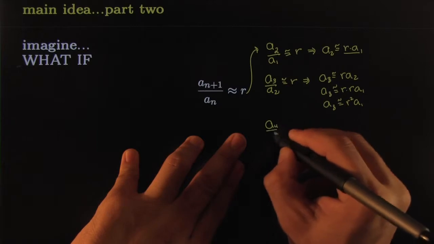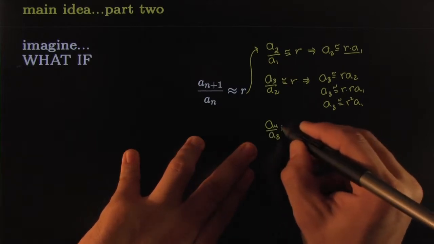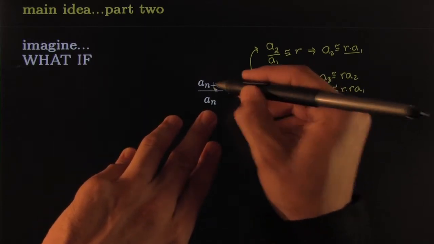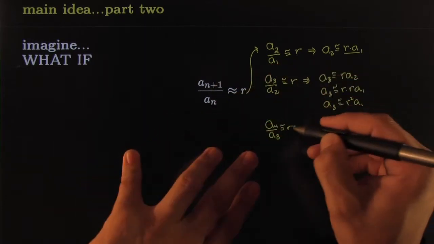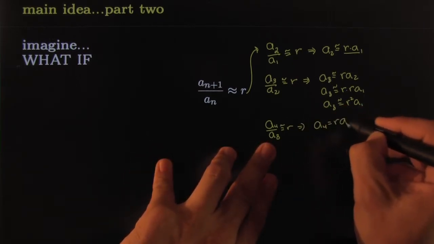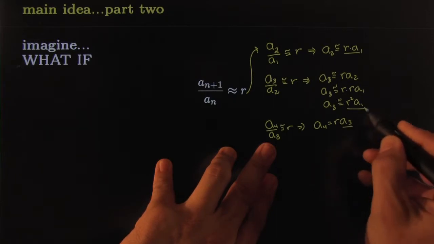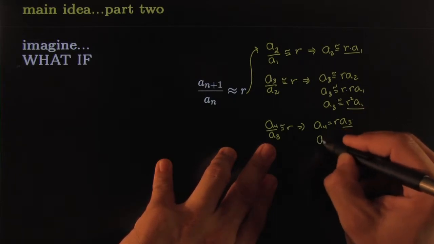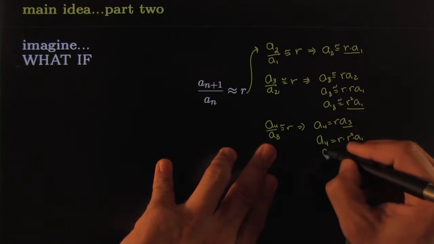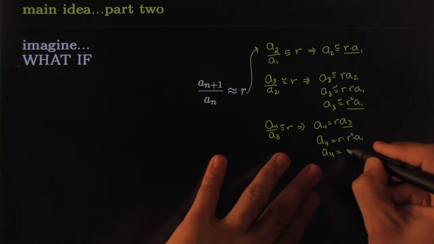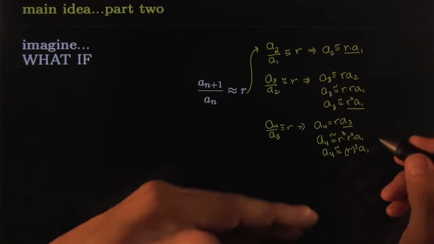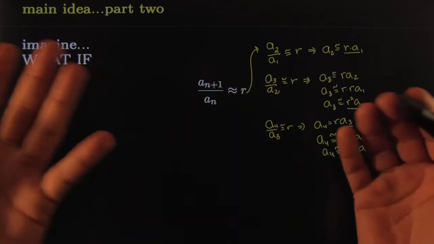What would this thing tell me about a4 divided by a3? It would say it's approximately equal to r. That's what this recipe says. It says for every consecutive term, you take the next one divided by the previous one, you get the same ratio r. This would tell me that a4 is equal to r times a3. But wait, a3 was equal to that, so I can exchange it and say a4 is equal to r times r squared times a1. Wait a minute. This means that a4 is equal to r to the third times a1. Yes or no? And we can go on. We could do this all day long.